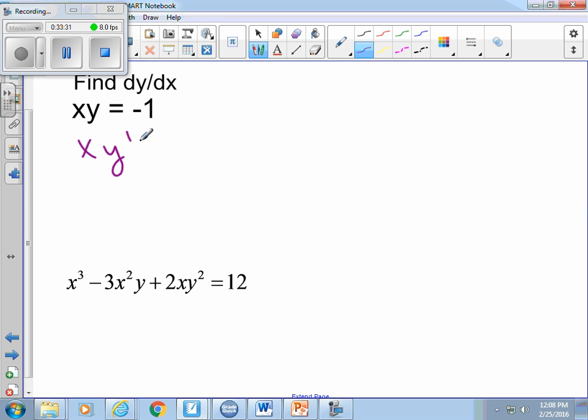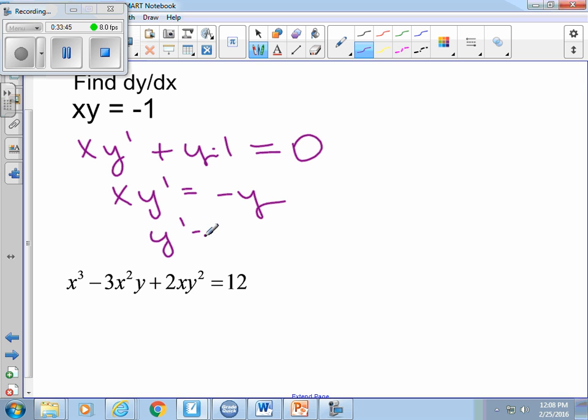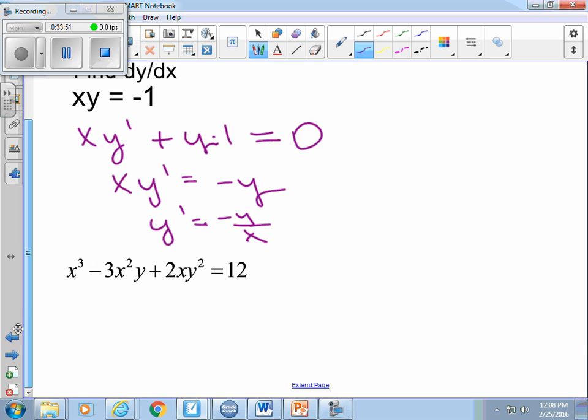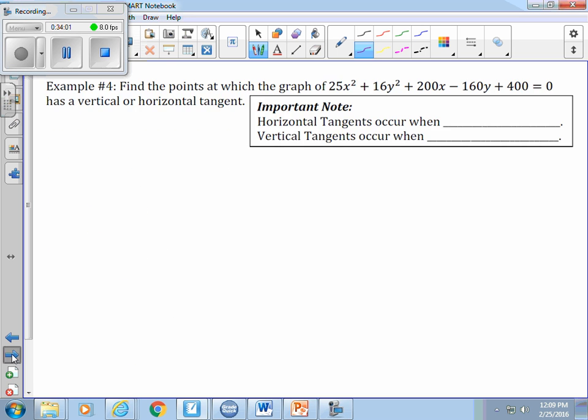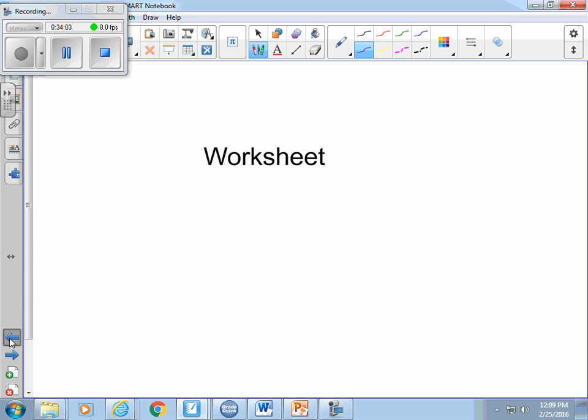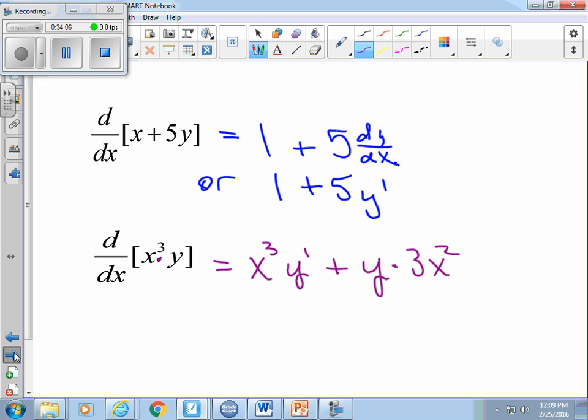Okay, left d right plus right d left equals what? Okay. x y prime equals negative y. y prime equals negative y over x. Okay, any questions about that one? Okay, and we will finish this tomorrow.